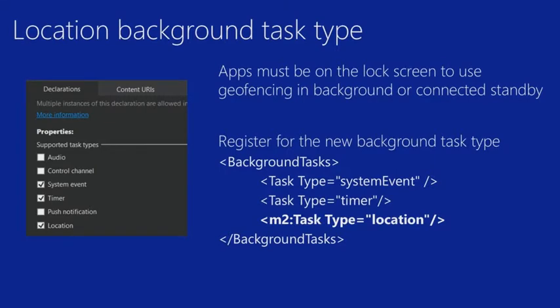Within your app manifest, you're going to be declaring the background task type that your app uses. Now you can see here that we've selected timer, system event, as well as the new location task type. Alternatively, you could manually go into the manifest and add the task types yourself. Note that location is in a new namespace denoted by M2, and that indicates that it's for Windows 8.1 and not for Windows 8. And similar to the timer or audio or some of the others, the location background task type does require that the app be on the lock screen in order to function.